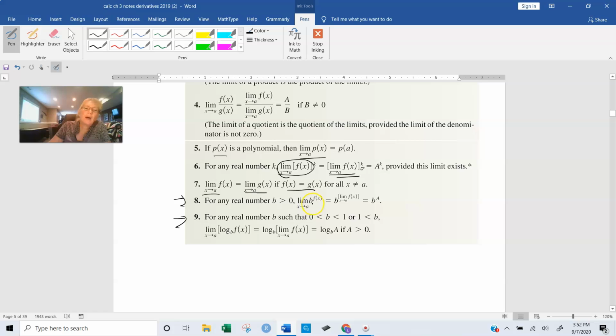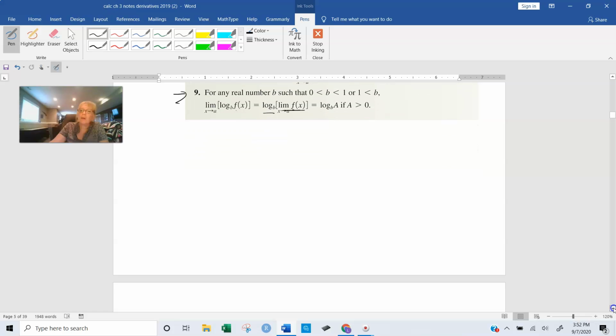These are the two that are truly helpful. If I'm taking the limit of a number to a function, so like 3 to the 4x plus 7, I can take the limit of 4x plus 7 and then take b to that power. This makes life easier. The same is true with logs. I can take the limit of the inside function first and take the value of the log second. Those are all helpful things to use. All right, we're going to use them on here.